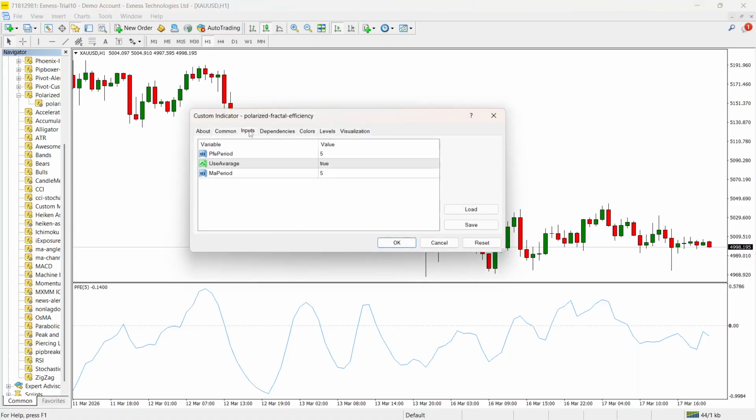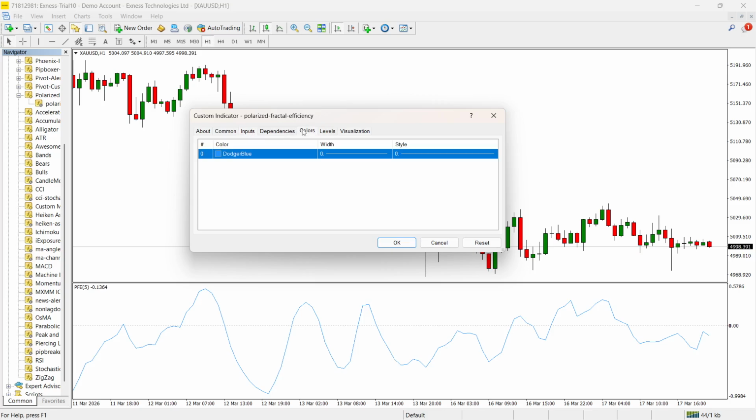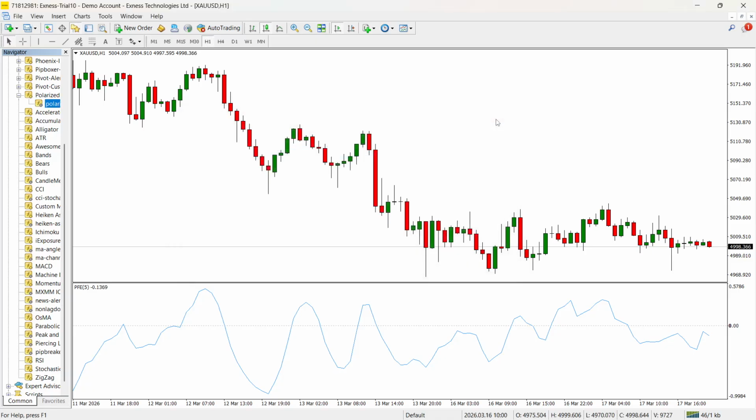As for the settings, period controls the look back window for the efficiency calculation. All color settings adjust the oscillator line color for positive and negative readings.